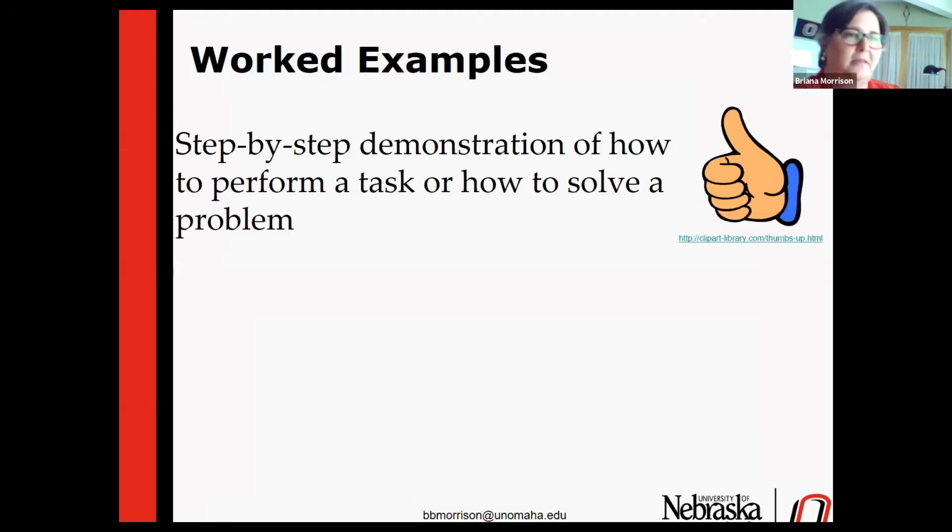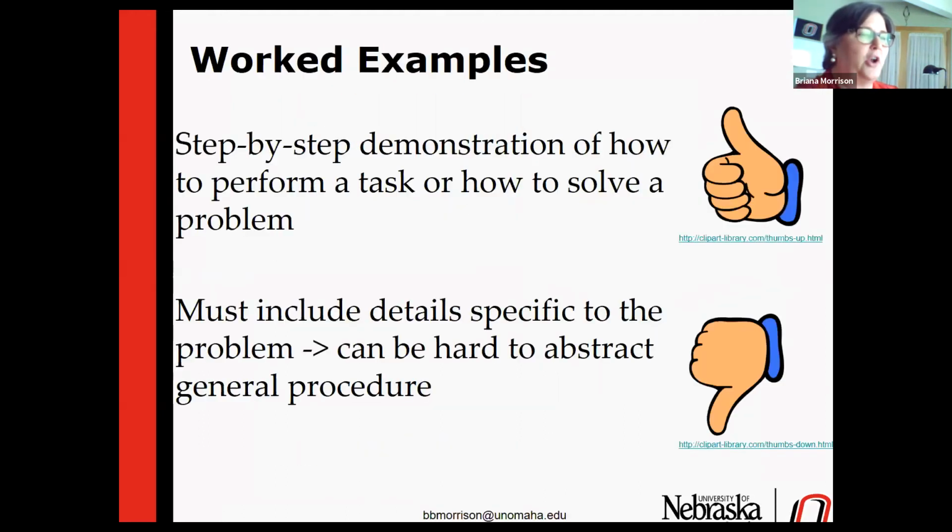So those are the two things that you take into your brain, right? Instead, worked examples are good because they show this step-by-step demonstration of how to perform a task or solve the problem, but they are also poor because they have to include details specific to that problem that then make it very difficult for the learner to abstract or generalize that problem-solving procedure. This is where subgoal learning comes in to help.